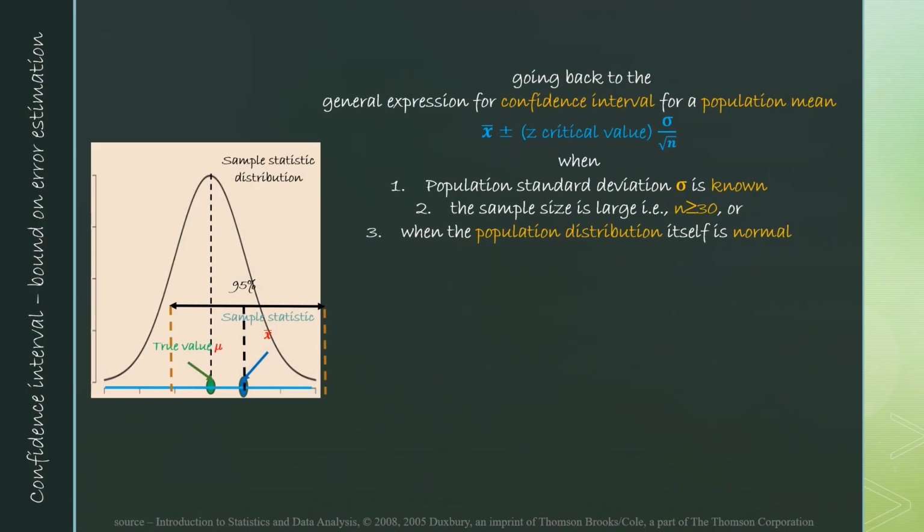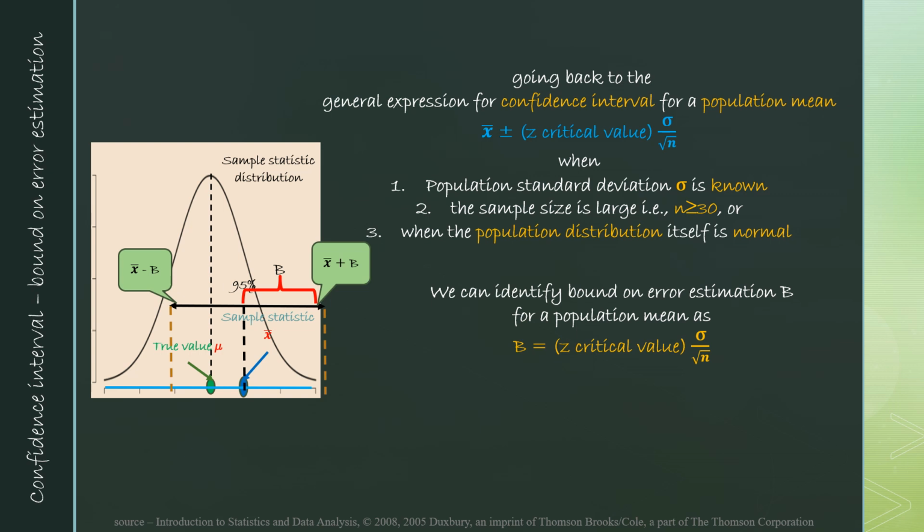Going back to the general expression for confidence interval for a population mean, x bar plus or minus z critical value times sigma divided by square root of n, when the population standard deviation sigma is known and the sample size is large, that is n is greater than or equal to 30, or the population distribution itself is normal, we can identify the bound on error estimation b for a population mean from the above expression as b equals z critical value times sigma divided by square root of n, where the z critical value depends on the confidence level.